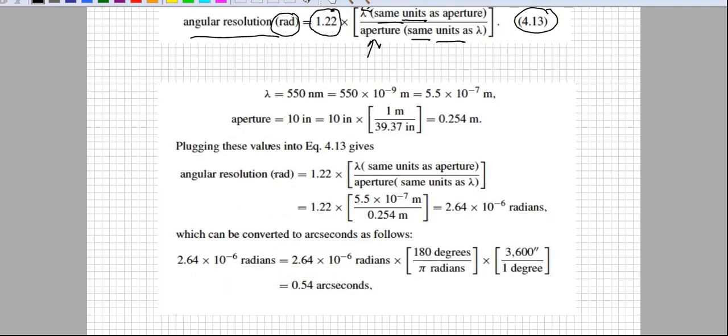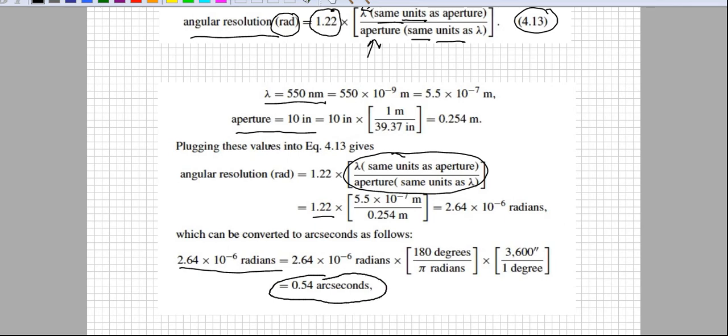On that same page, you'll find an example. If you have a telescope with a diameter of 10 inches, that could be the diameter of the lens or mirror, and you use invisible light with an average wavelength of about 550 nanometers, what resolution do you get? Plug those numbers in here, make sure you put them in the same units, multiply by 1.22, and you get a very small number of radians, which if you turn it into arc seconds, turns into something like half an arc second. That's an incredibly good resolution.